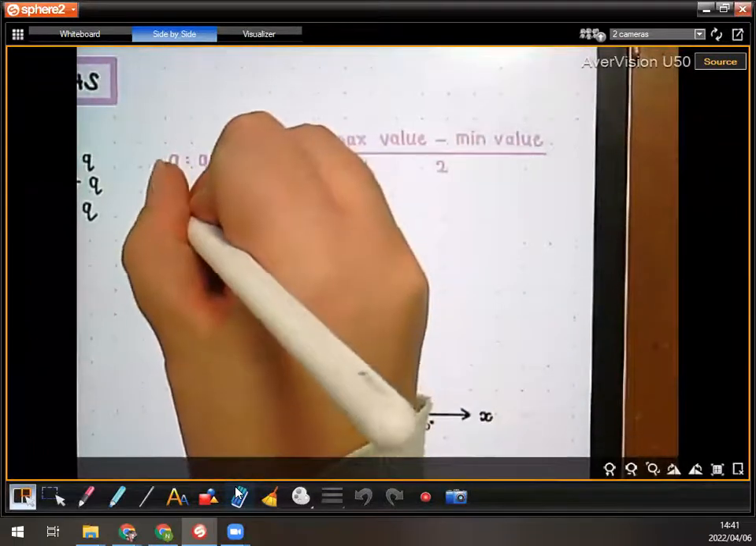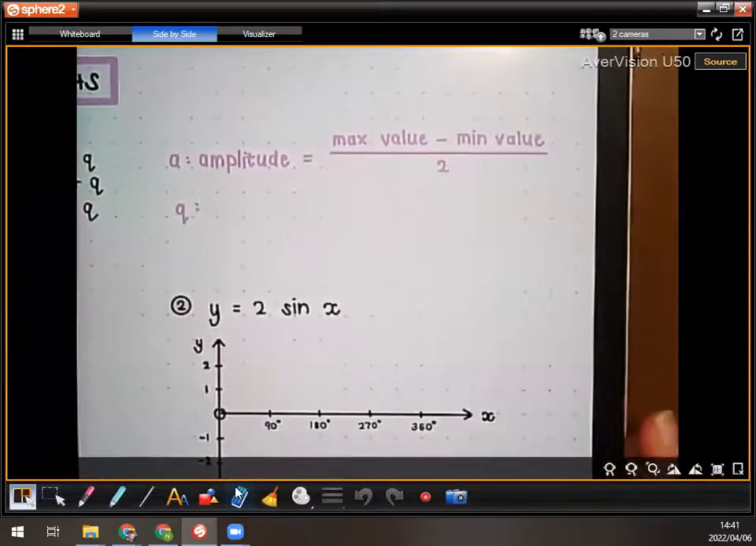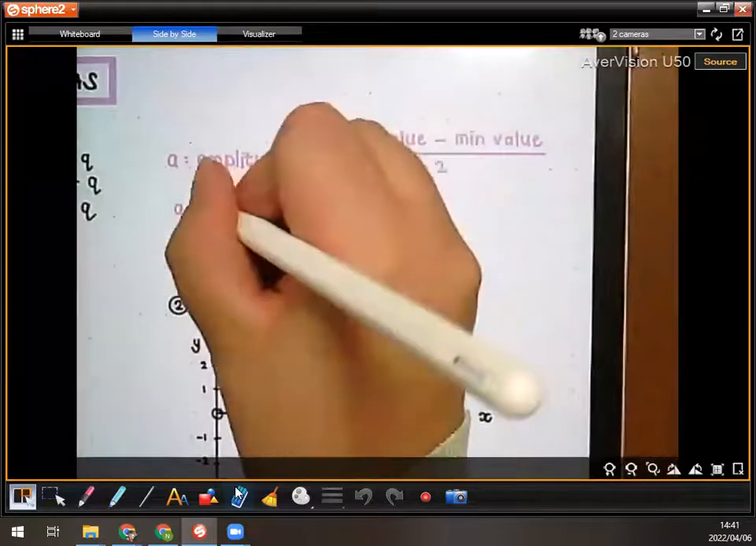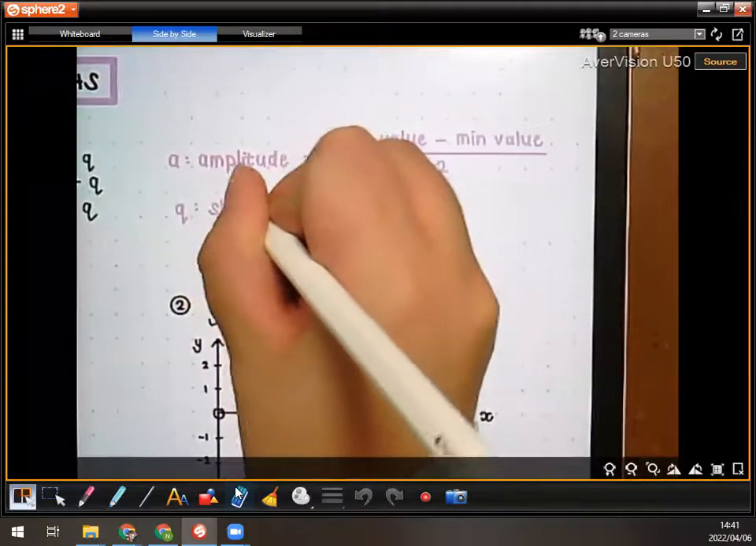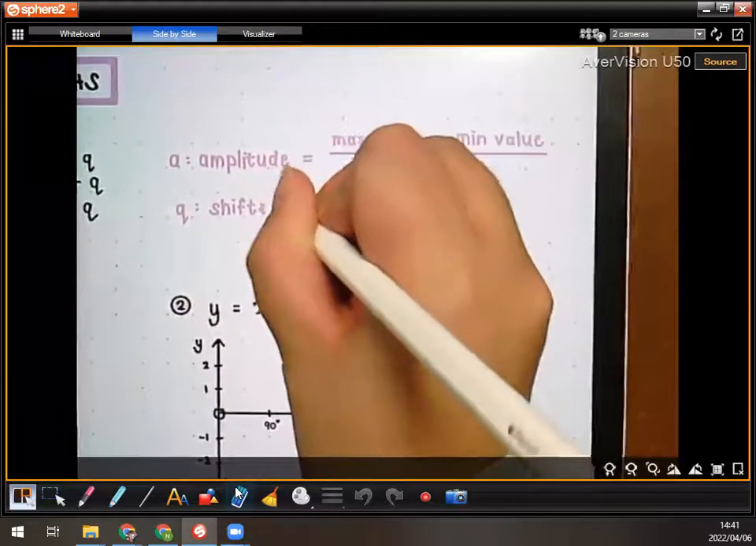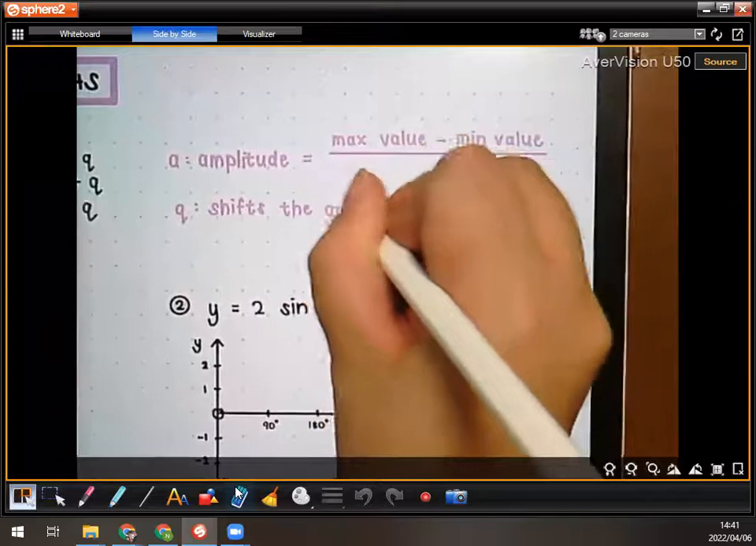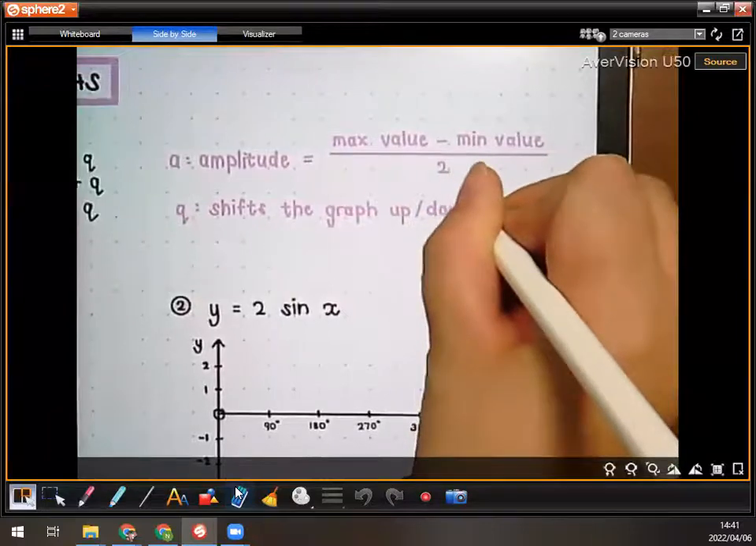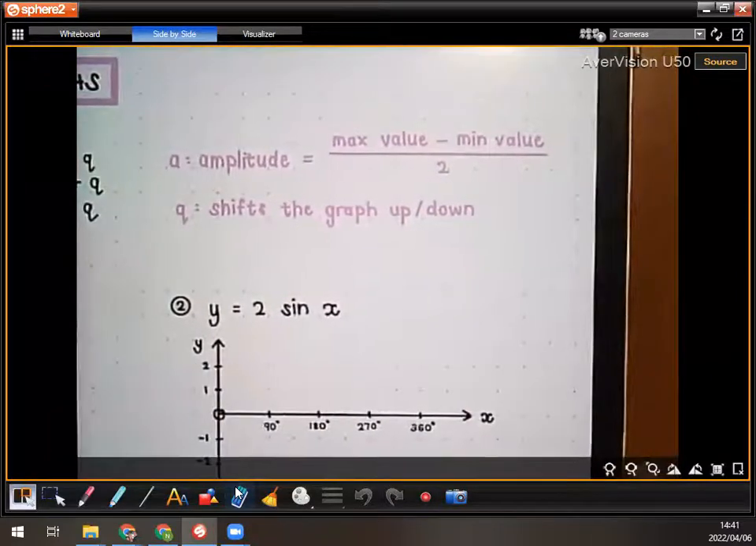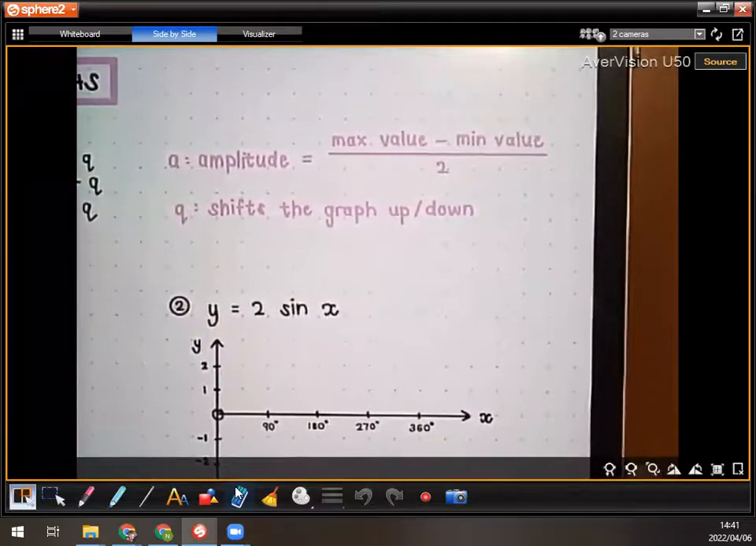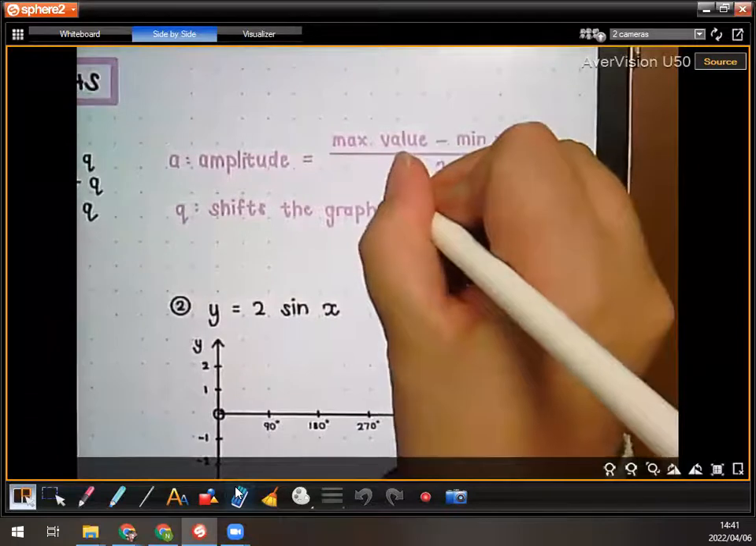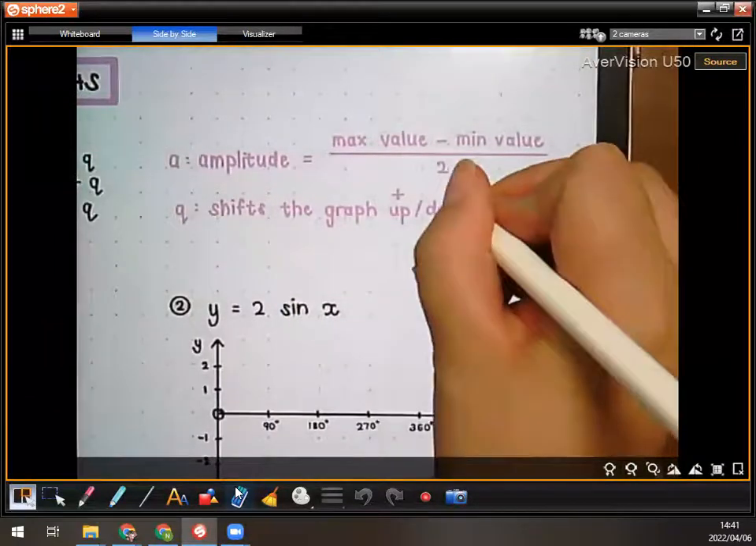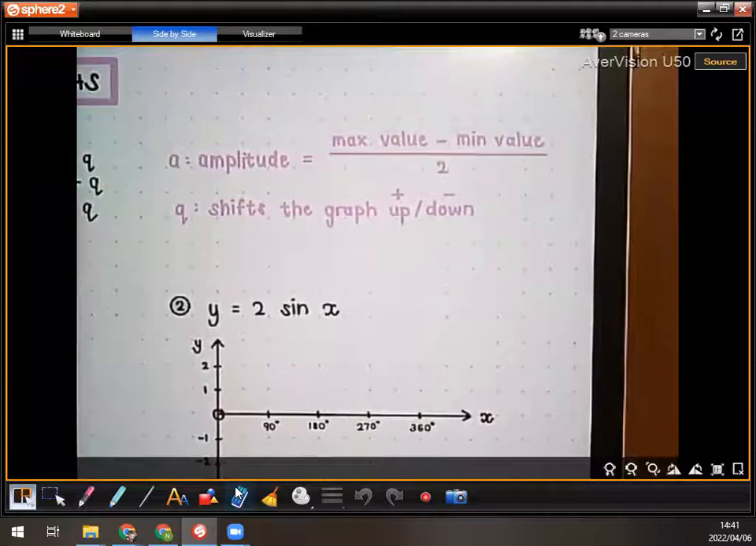The Q value shifts your graph up or down. Okay, so that is also something new. So this shifts the entire graph. Every single point on the graph shifts up or down. If it's a plus something, it's going to shift up. I think that's quite obvious. If it's plus 2, the whole graph is going to shift 2 units up. If it's minus 1, the whole graph is going to shift 1 unit down. So if it's a plus Q, it's going to shift up. If it's a minus Q, then it's going to shift down.